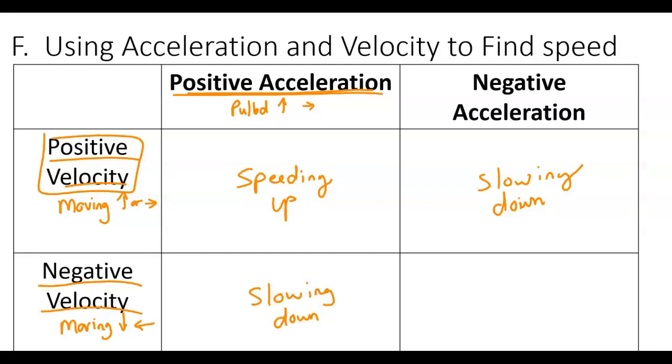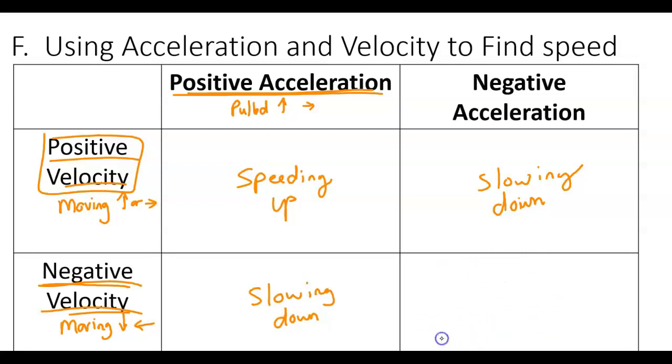Finally, let's say that our man has a negative velocity, so he's running to the left. And his dog pulls him to the left. Now what's going to happen to the man's speed? Now it's going to increase again, right?